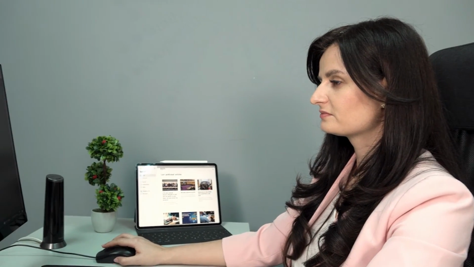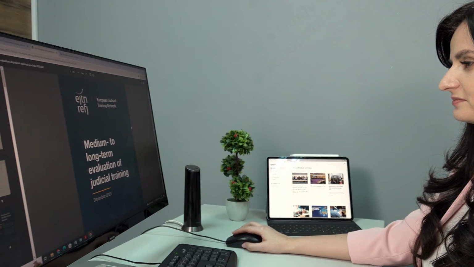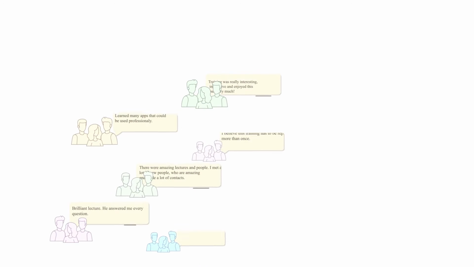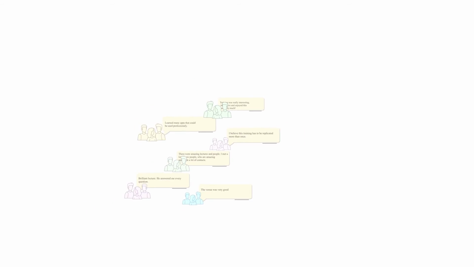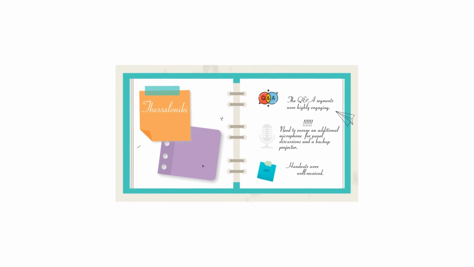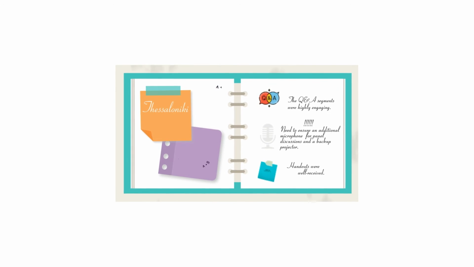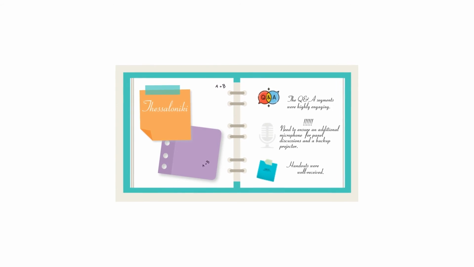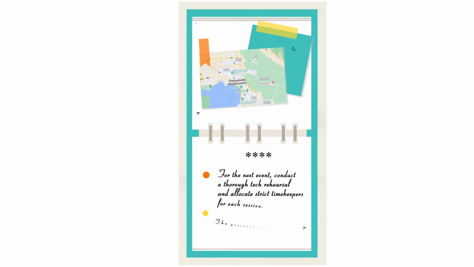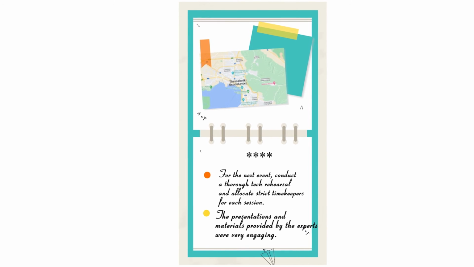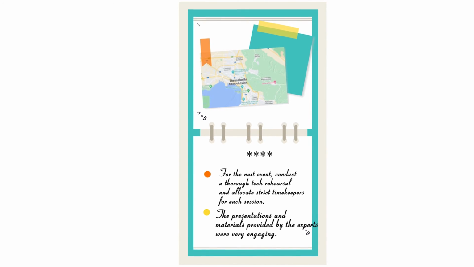After the event is over, it's time for some important reviews. I look through the EJTN handbook on medium to long-term evaluation of judicial training to guide my review process. Talking to participants, experts, and the Secretariat right after the event and noting down their comments is essential because I can gather their immediate thoughts and impressions. Another thing that helps me is that during and just after the training, I make sure to note down everything on my working agenda. This way, I have all the observations in one place, making it easier to refresh my memory later when I prepare the report.